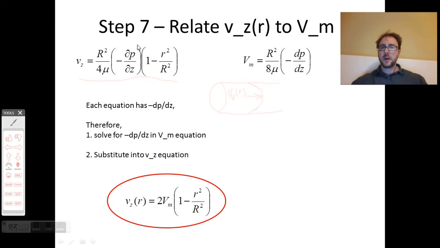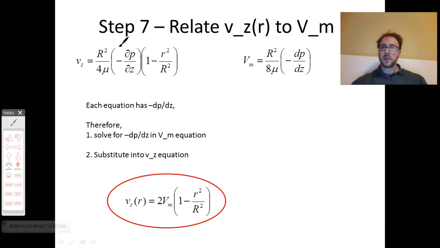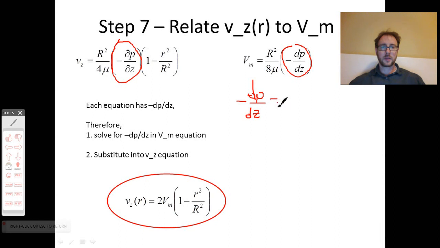Okay. In this particular example now, we have the equation for the velocity profile as a function of r, and the equation for the mean velocity, both dependent on dP/dz. So we can solve this equation for the mean velocity in terms of minus dP/dz. We end up with minus dP/dz equal to the mean velocity times 8 mu times 1 over R squared.